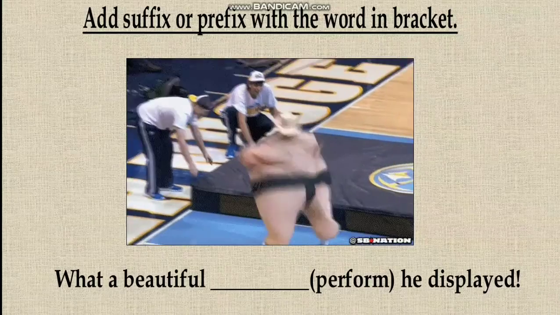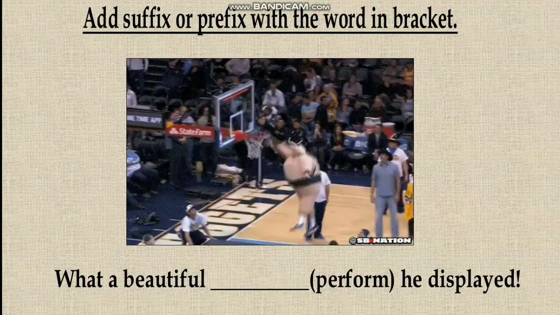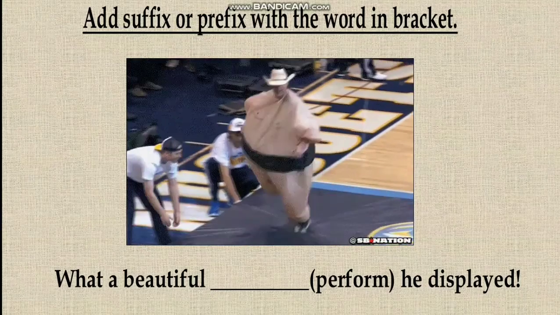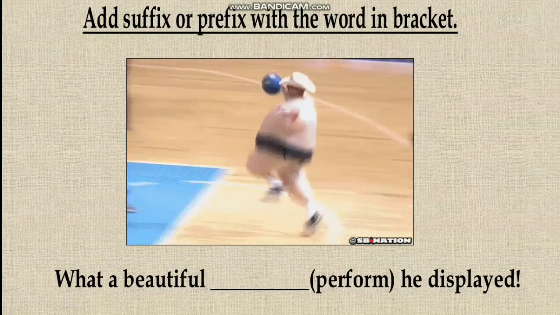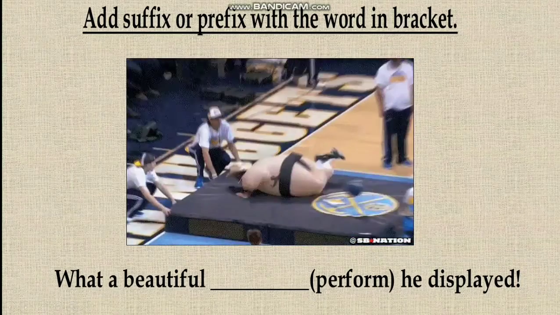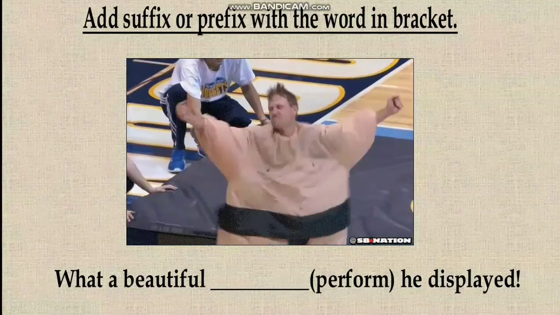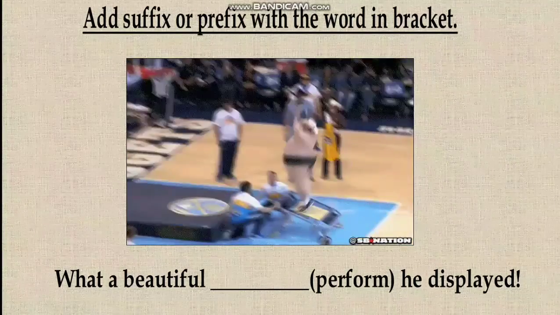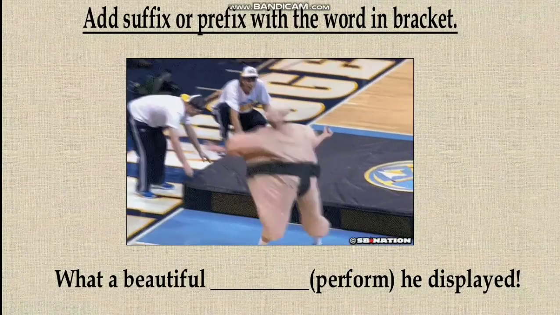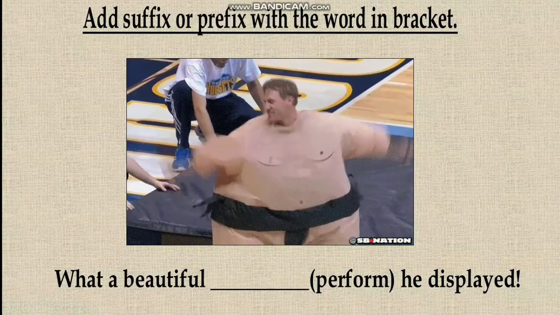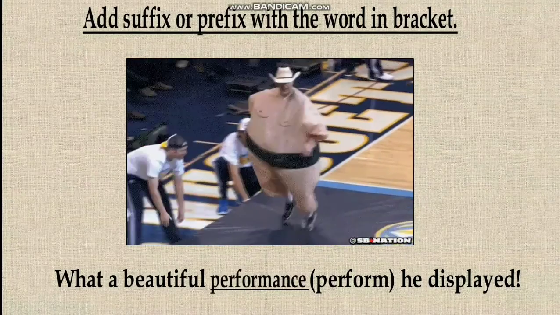What do we see? What a beautiful perform he displayed. This sentence is also incorrect. We can see the word beautiful. It's an adjective, and we know that after an adjective the word must be a noun, and the noun of the word perform is performance. So the answer will be performance.